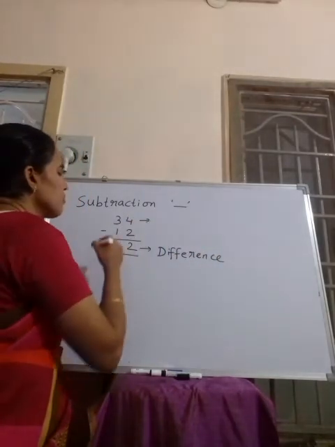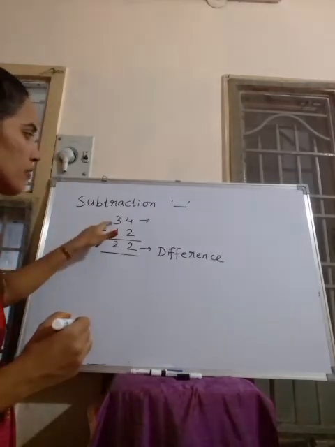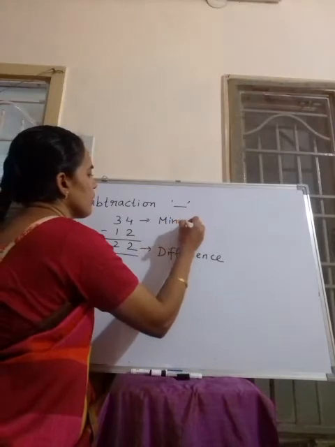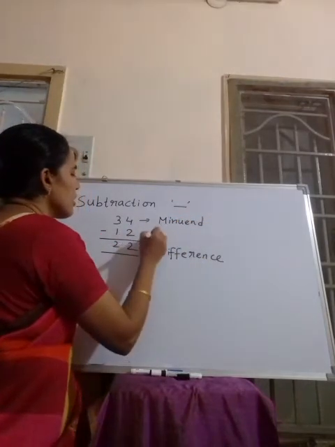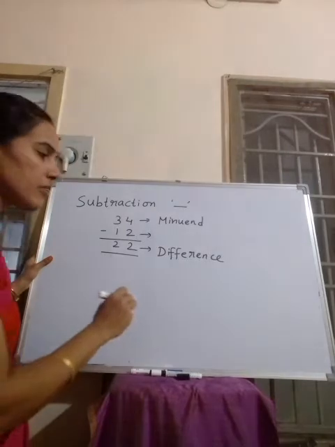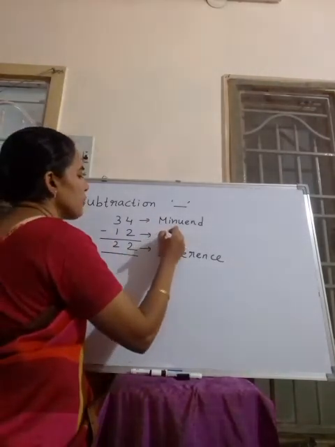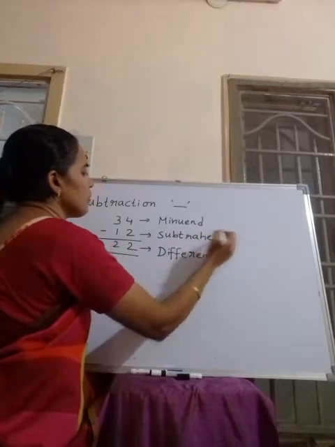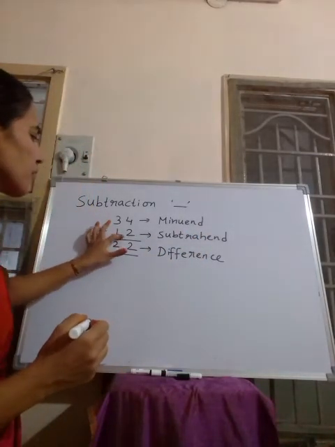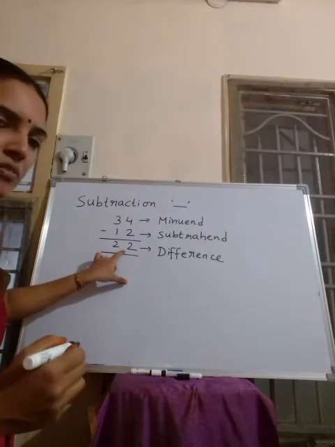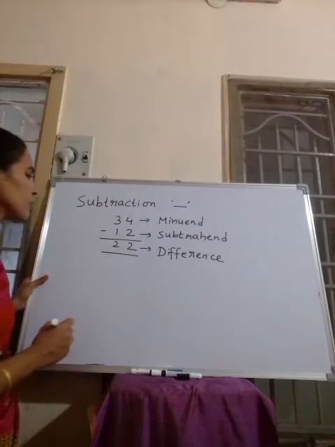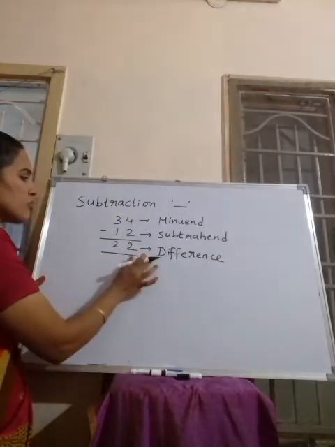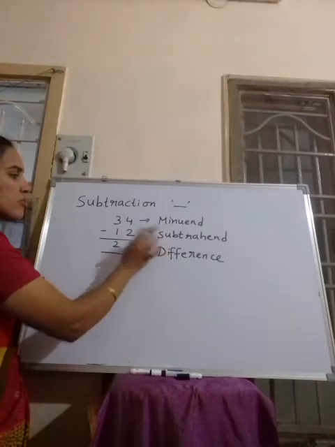The number from which we are subtracting, 34, we call the minuend. And the number we are subtracting, 12, we call the subtrahend. Remember these three: minuend, subtrahend, and the result of subtraction, which is the difference. If you want the difference, we subtract subtrahend from minuend. That is, difference equals minuend minus subtrahend.